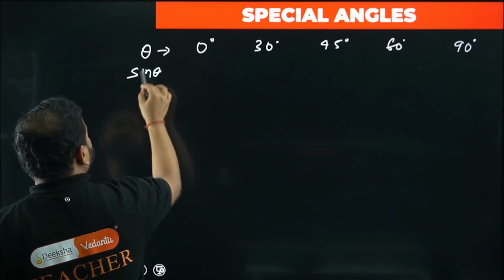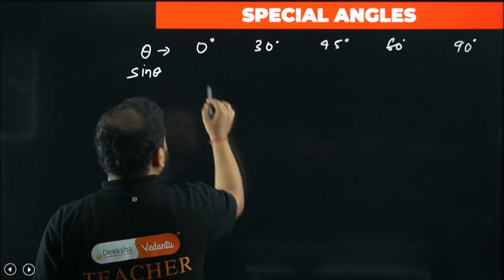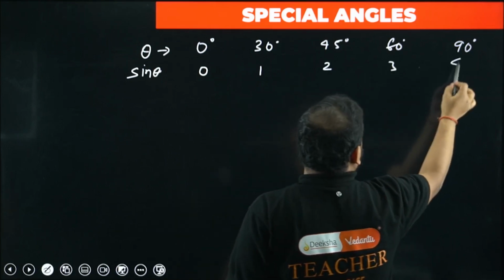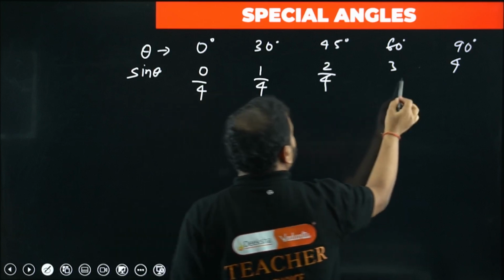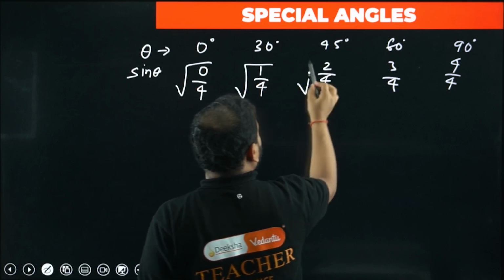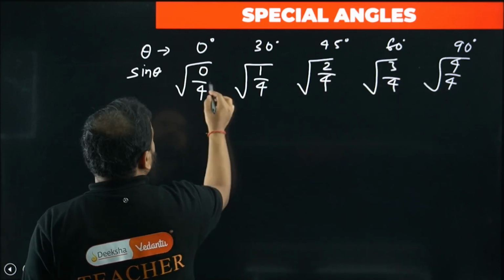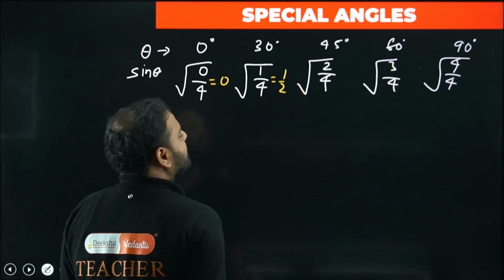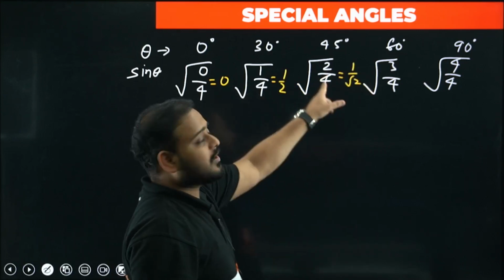What you do to write this, I'll give you a hint: write 0, 1, 2, 3 and 4. Divide everything by 4 and take the root. When you do that, this becomes simply 0. This becomes 1 by 2. This becomes 1 by root 2, because you cancel the 2 and 4.